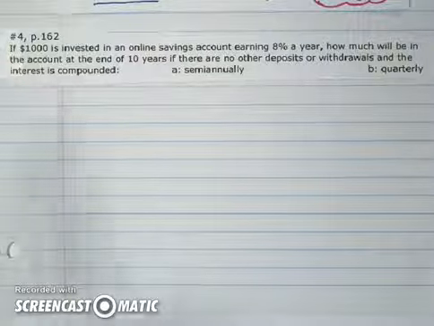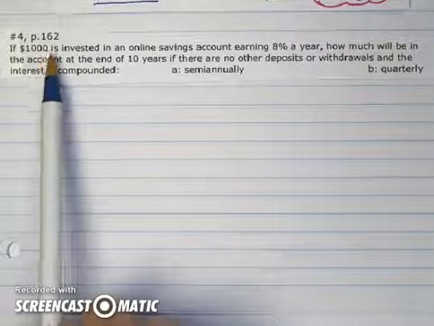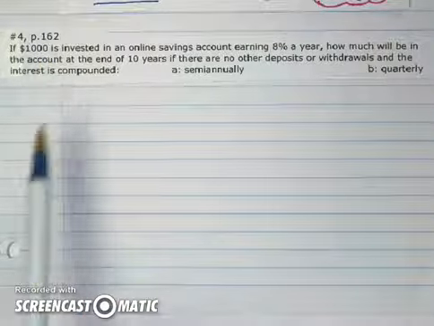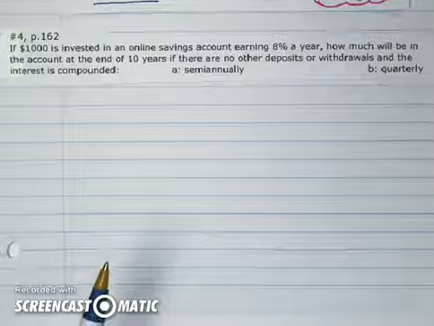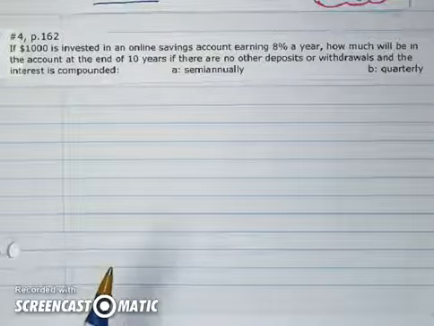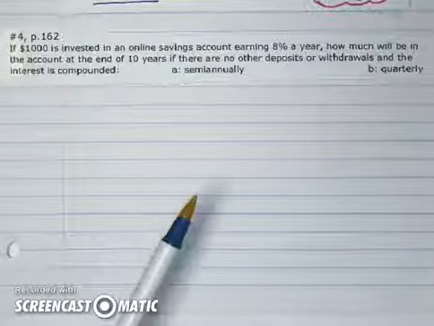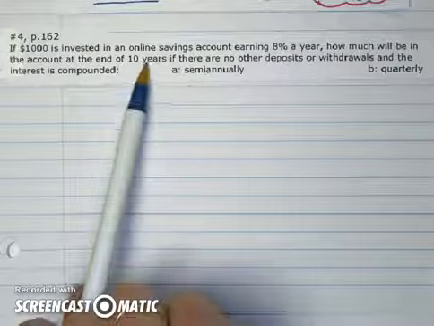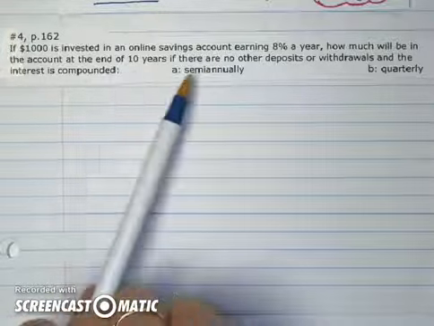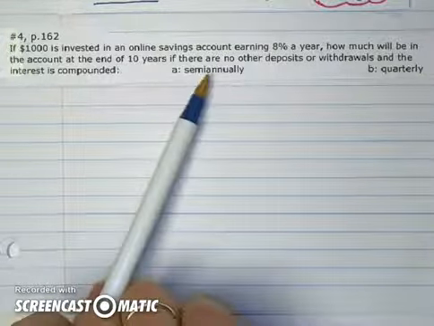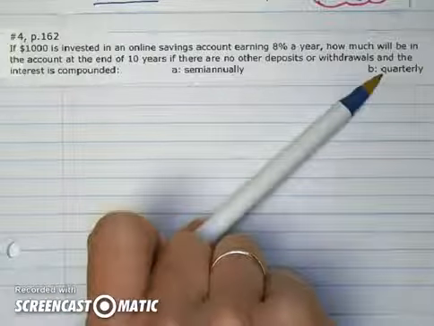So this is number 4 on page 162. It will be more helpful if we look at specific examples. So if you have $1,000 invested in an online savings account and it earns 8% a year, how much will the account be at the end of 10 years if there are no other deposits or withdrawals and the interest is compounded semi-annually? And then I'd also like you to compound it quarterly, and let's compare them.